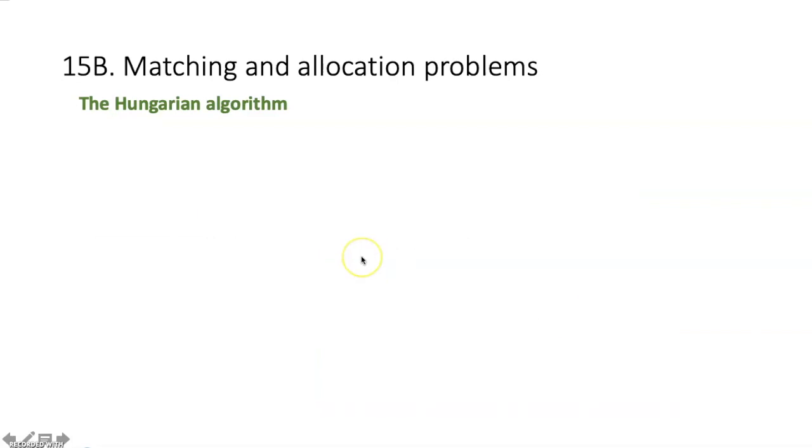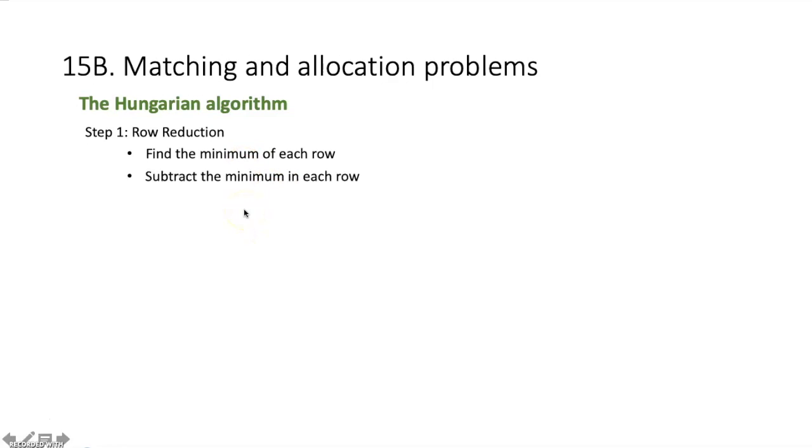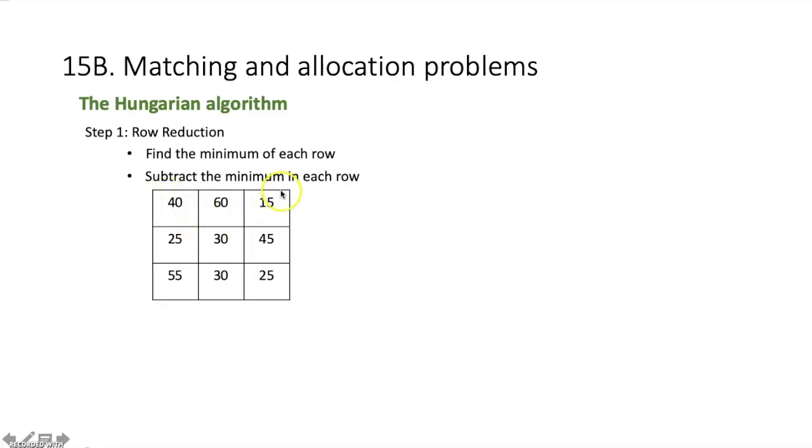So now let's have a look at the steps we need to take to use the Hungarian algorithm. Step 1 is row reduction. What you need to do is find the minimum of each row, and then we subtract the minimum in each row. For row 1, the minimum is 15, row 2 is 25, row 3 is 25. Once you find the minimum, you're going to subtract the minimum from each row.